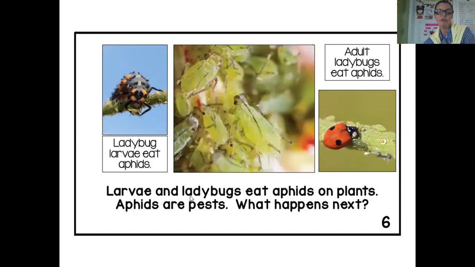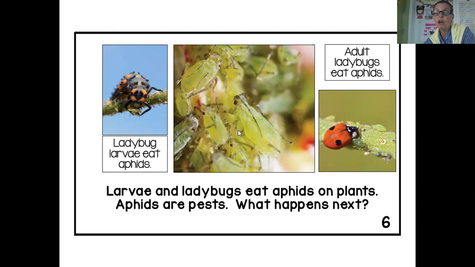But it says larvae and ladybugs eat aphids on plants. Aphids are pests. So if you look, these little green clear insects, those are called aphids, and you can kind of see them on these plants right here. And so that's what the ladybug is doing. The ladybug eats lots and lots of aphids. And they also eat, oh, look, and this one right here is eating an aphid.